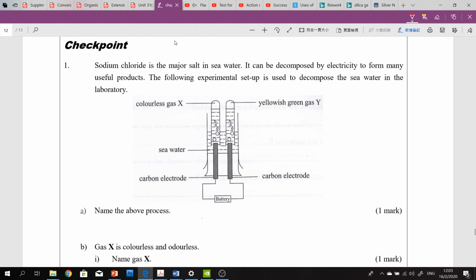Sodium chloride is a major salt in seawater. It can be decomposed by electricity to form many useful products. The following experimental setup is used to decompose the seawater in the laboratory. So you may have guessed, very similar, right? Name the above process. You need to give its proper name: electrolysis of seawater.